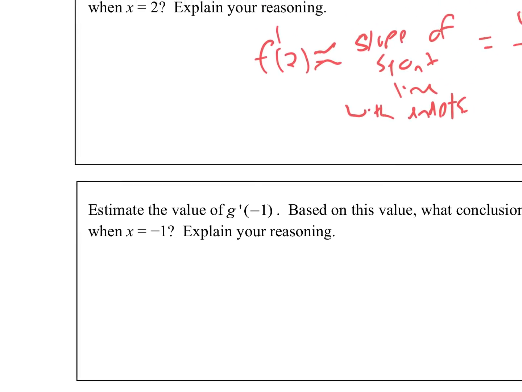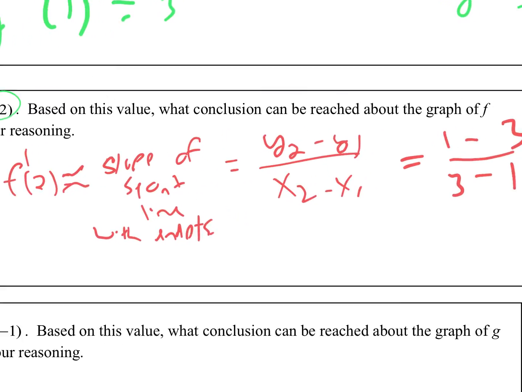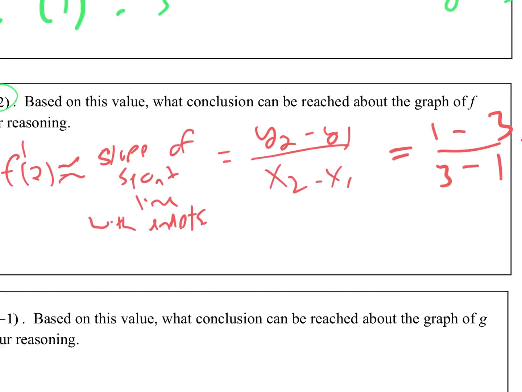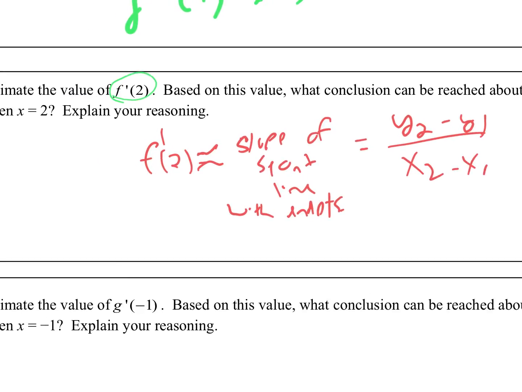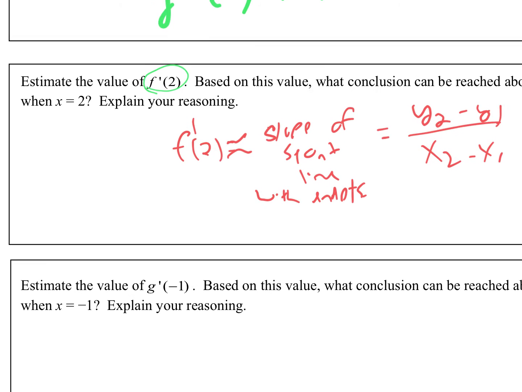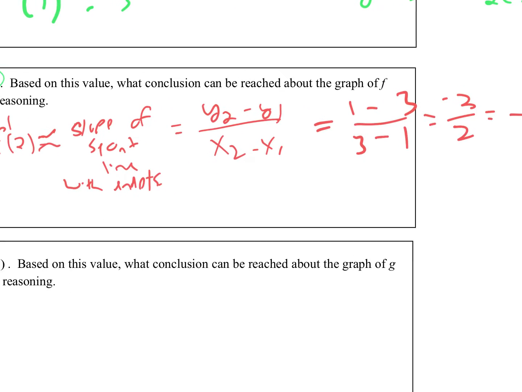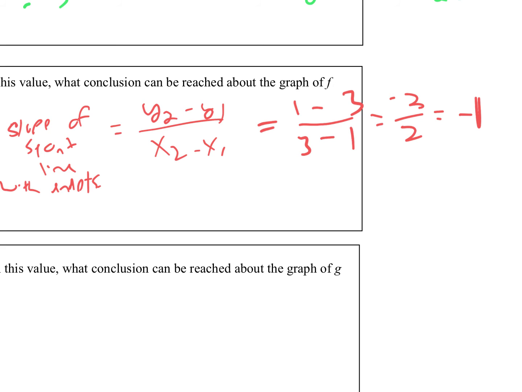Based on this value, what conclusion can be reached about the graph of f when x is 2? What is the graph doing at that place? At x is 2, you were saying that the derivative was a negative 1. It is decreasing. That's it. That's all you can say.